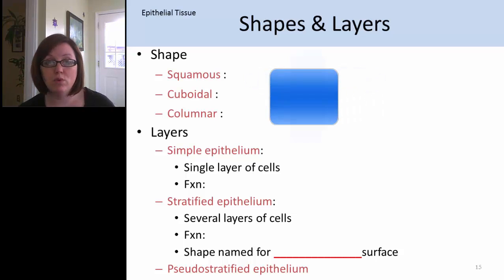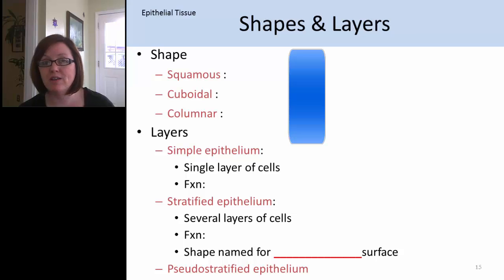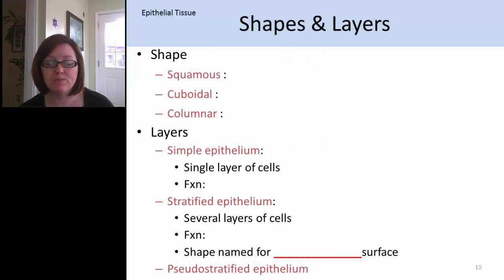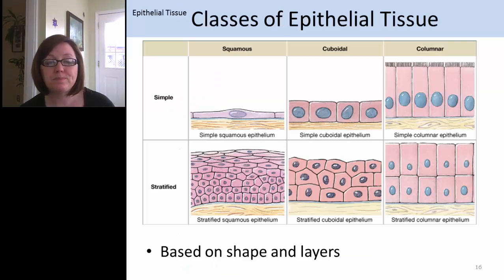Cuboidal as in cube or square shaped, and columnar as in rectangular or column shaped. Then when it comes to the layering, we have two types of layering. We have simple layering, which means it's one cell layer thick from apex to base, or we have stratified layering, which means there are two or more cell layers from apex to base. So let's look at some examples.